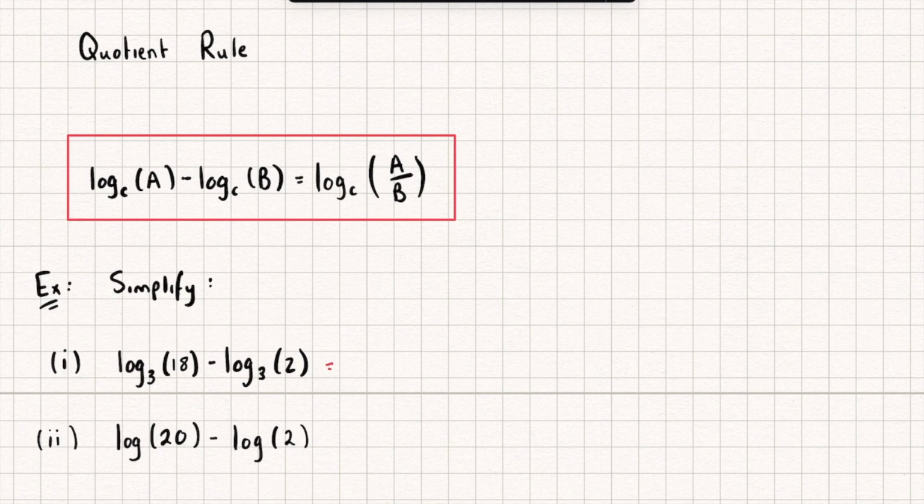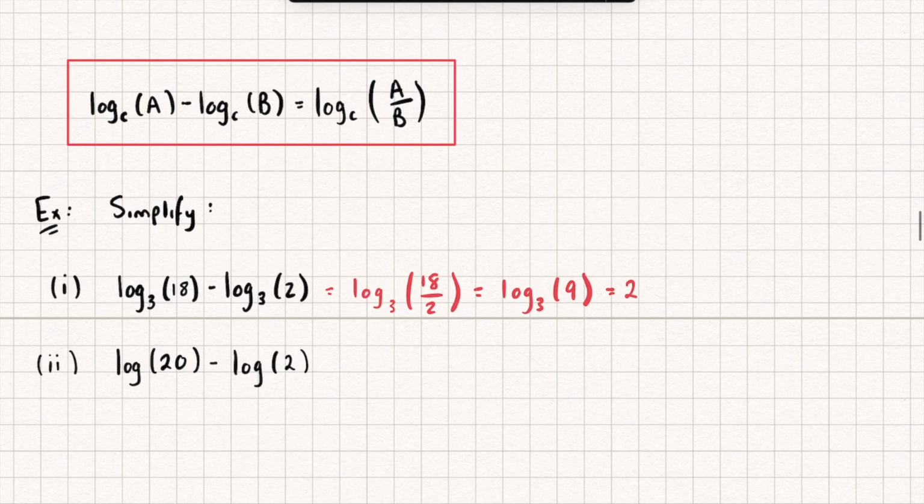So here we've got log base 3 of 18 to subtract log base 3 of 2. Well, the bases are the same and I'm subtracting, so I could rewrite this as log base 3 of 18 divided by 2. And 18 divided by 2 is just going to simplify to 9. And so now we've got log base 3 of 9. Well, 3 to the power of what gives me 9? That's just going to simplify to 2.